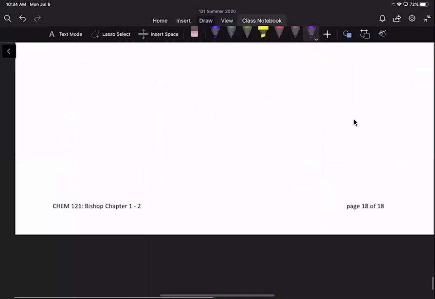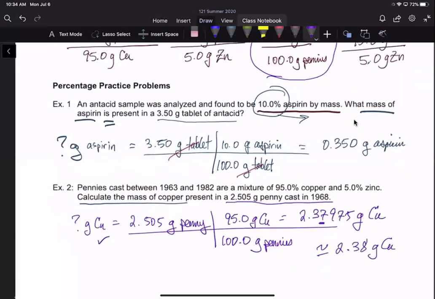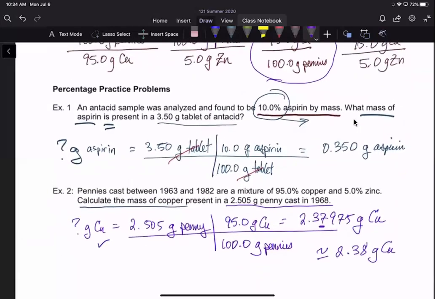All right, I believe that's the end, 18 out of 18. We have finished the Chapter 2 worksheets, and great, good job.